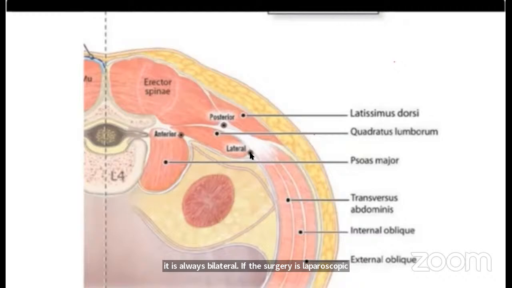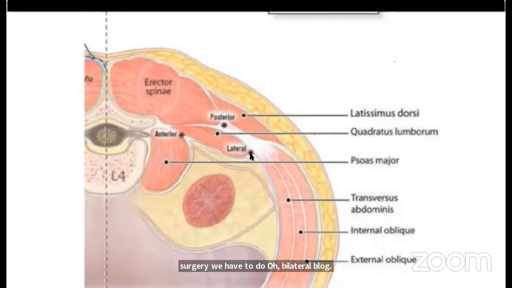I have seen some of my residents say that the patient has undergone lap cholecystectomy, so we'll do a unilateral block for lap chole. I think that is not a good idea.